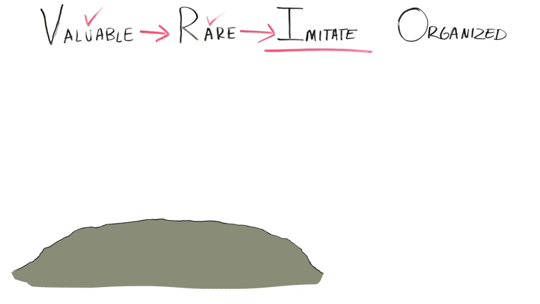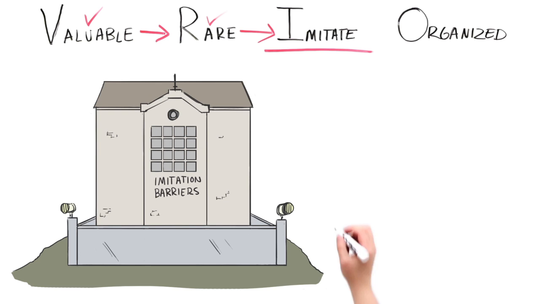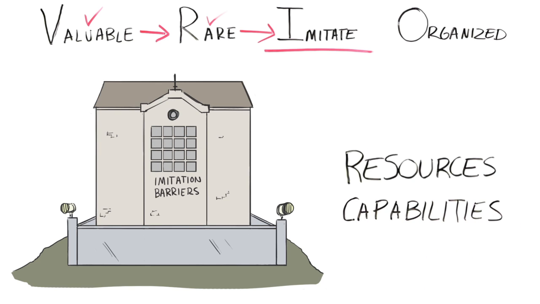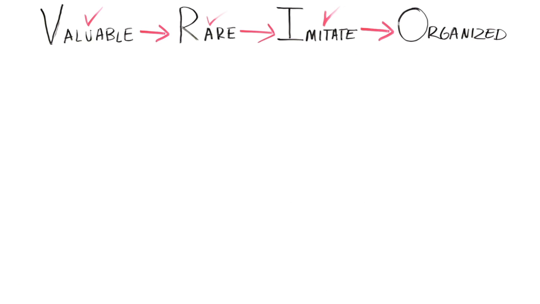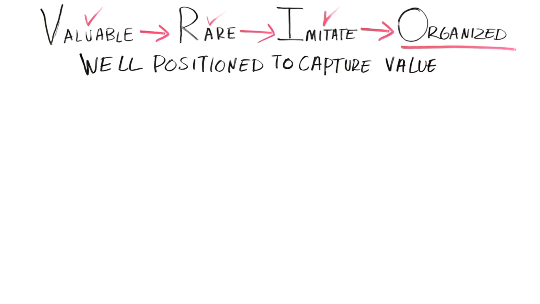If a firm can erect one or more of these imitation barriers around its resources and capabilities, then competitors will have a hard time copying them. In this case, the resource is difficult to imitate, and we can move to the next step in our decision tree. Fourth, is the firm organized to capture value? In other words, is the firm well positioned to actually capture the value created from the valuable, rare, and costly to imitate resources and capabilities?